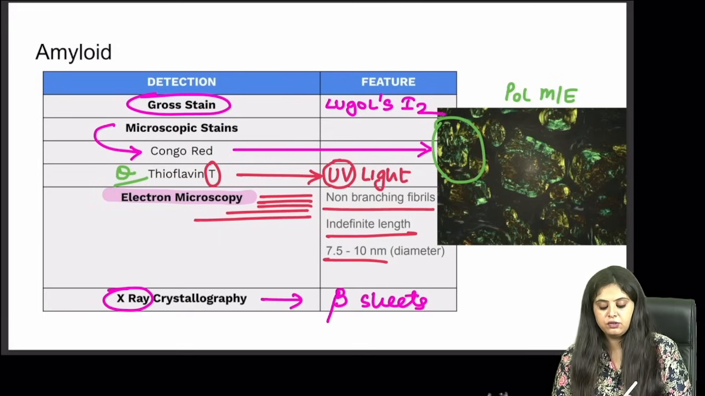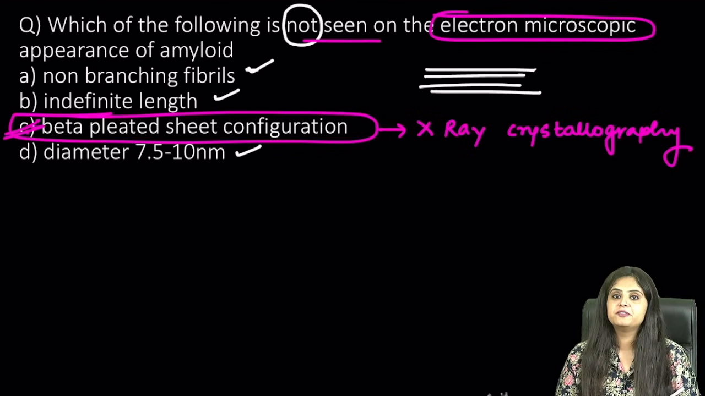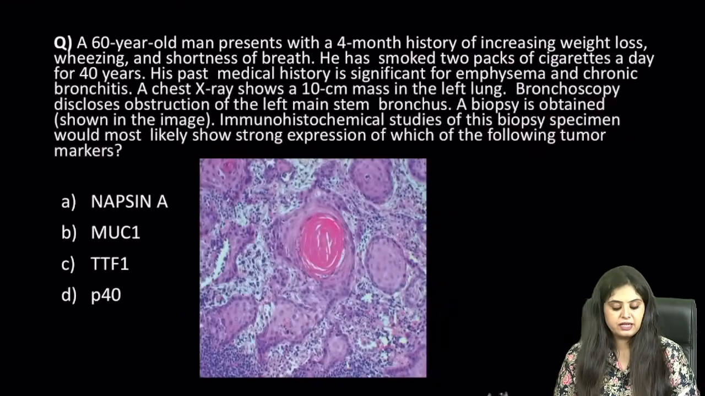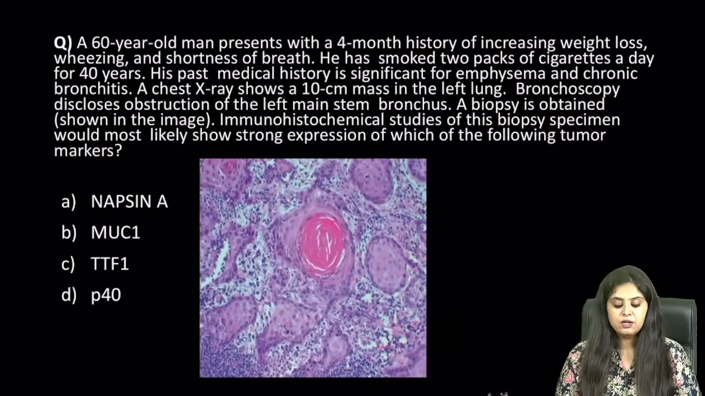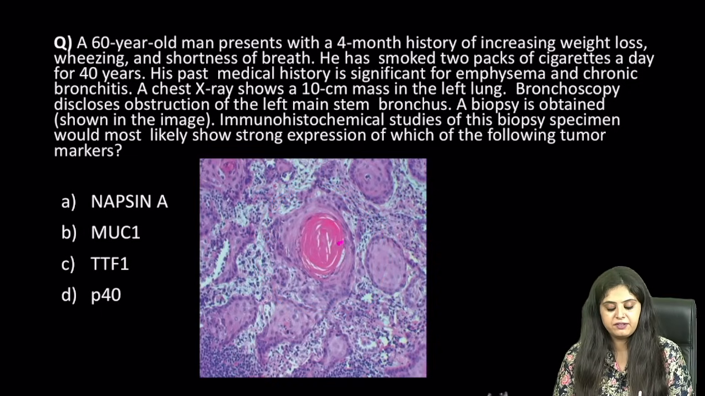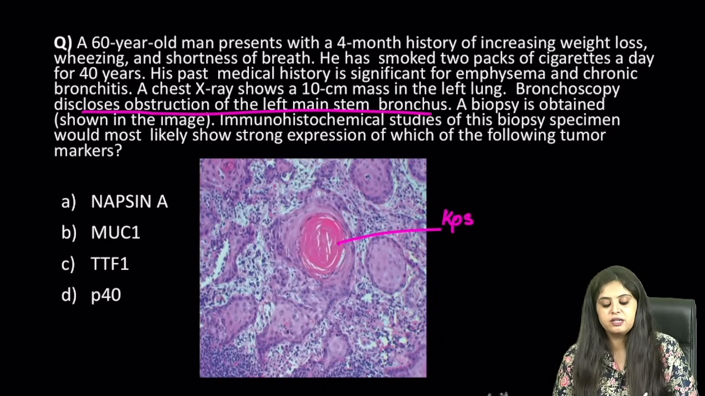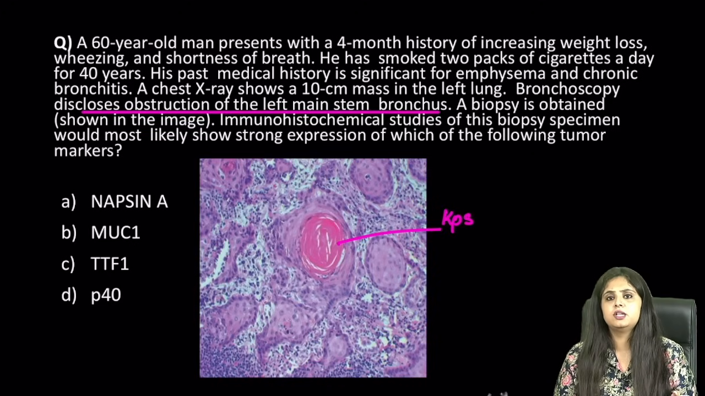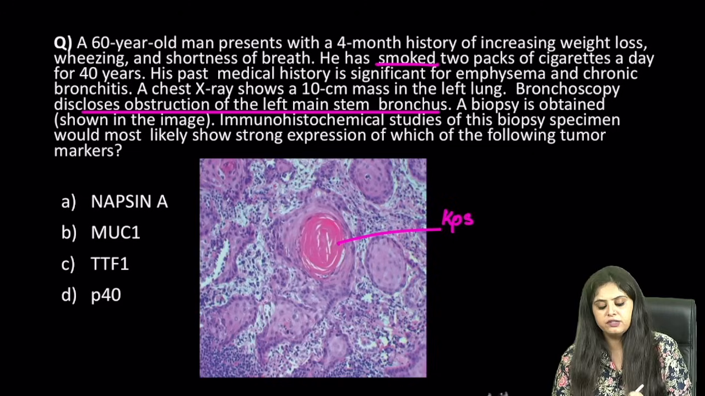So what is not seen on electron microscopy is option C over here. Moving on to the next question, another FMG exam favorite. What you've already gathered from here, I hope, is a pink color keratin pearl. And whenever we see these KPs or keratin pearls, they have a mass in the obstruction in left mainstem bronchus. They're talking about a lung cancer. They have a very strong history of smoking.